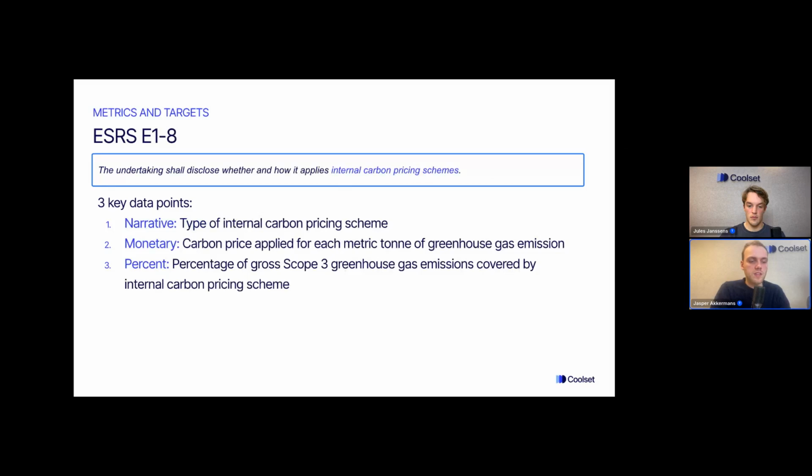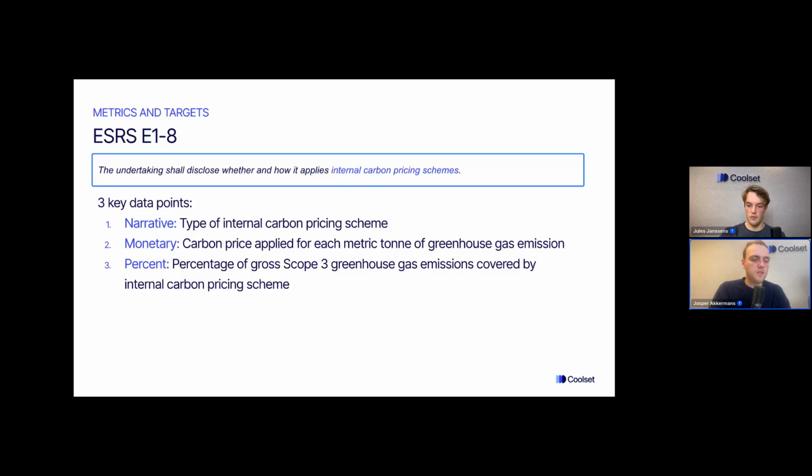ESRS E1-8, here the undertaking shall disclose whether and how it applies internal carbon pricing mechanisms. Basically, carbon pricing mechanisms or schemes are a way for your company to incentivize the reduction of CO2 emissions. So you could, for example, say for every ton of CO2 we emit, we pay 50 euros to an offsetting scheme elsewhere. And therefore, by pricing CO2 internally, your financial teams are also incentivized to switch to low carbon suppliers and to low carbon operations.